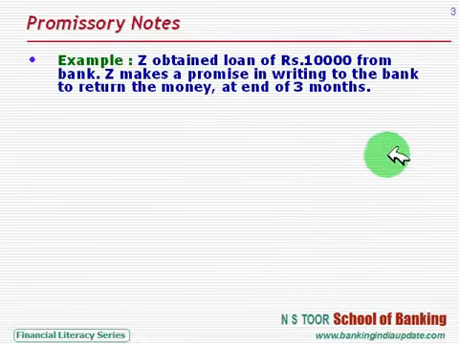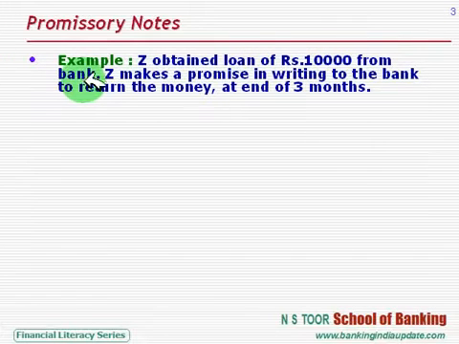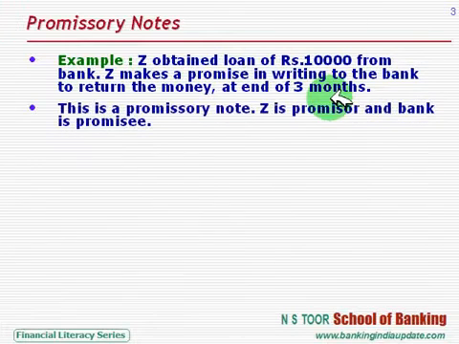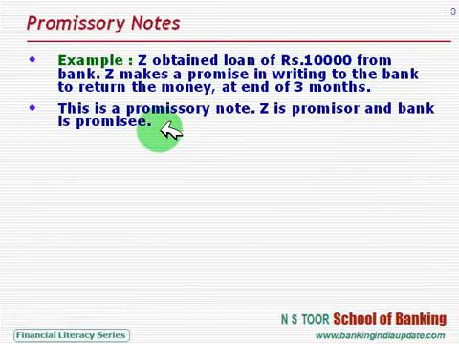Another example. Z obtained a loan of rupees 10,000 from a bank. Z makes a promise in writing to the bank to return the money at the end of 3 months. So this promise by Z is also a promissory note. Here Z is promisor, the debtor, the person who is to make the payment, and bank is the promisee, the person who is to get the payment.